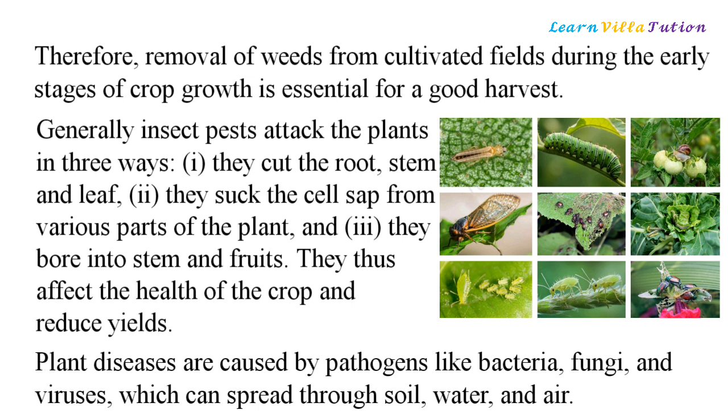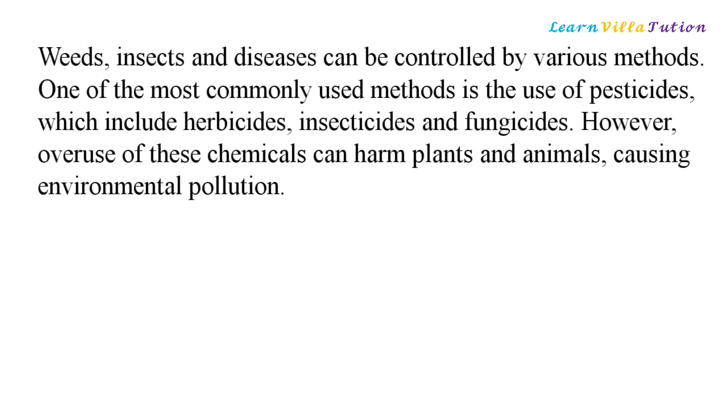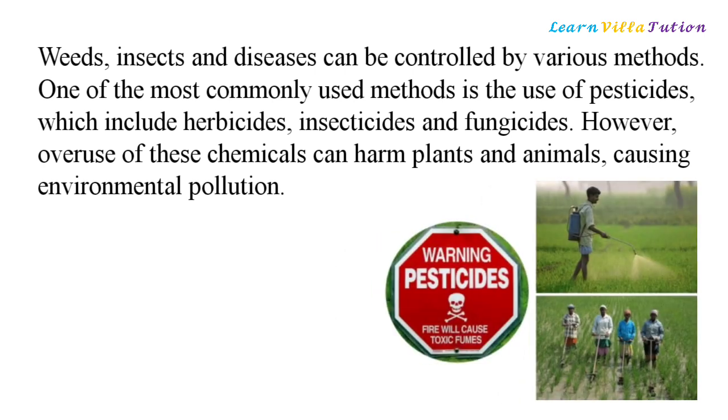Plant diseases are caused by pathogens like bacteria, fungi, and viruses, which can spread through soil, water, and air. Weeds, insects, and diseases can be controlled by various methods. One of the most commonly used methods is the use of pesticides, which include herbicides, insecticides, and fungicides. However, overuse of these chemicals can harm plants and animals, causing environmental pollution.